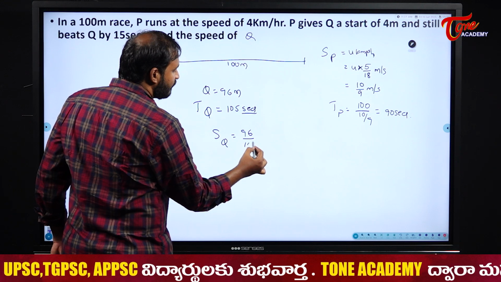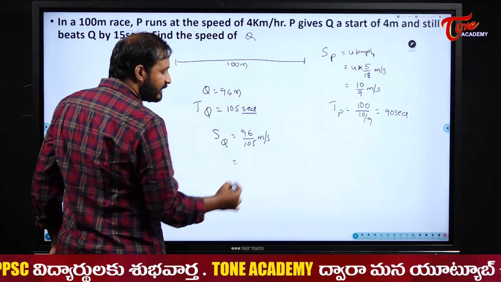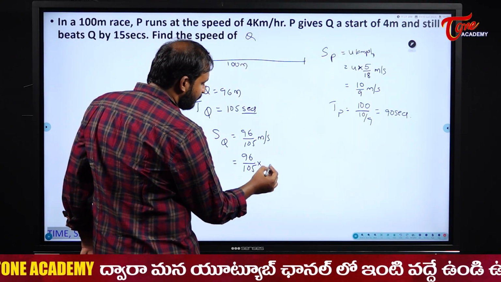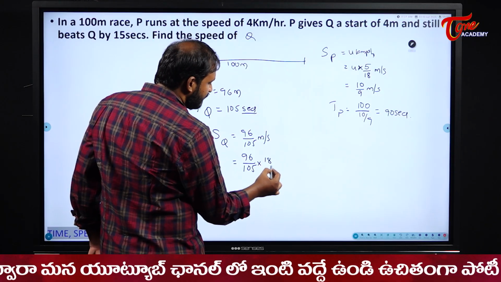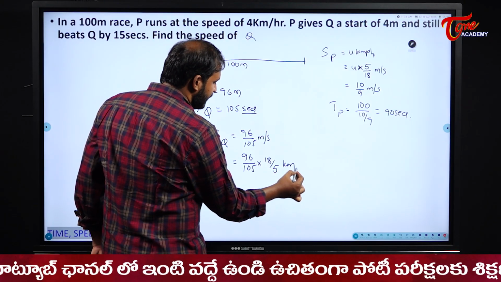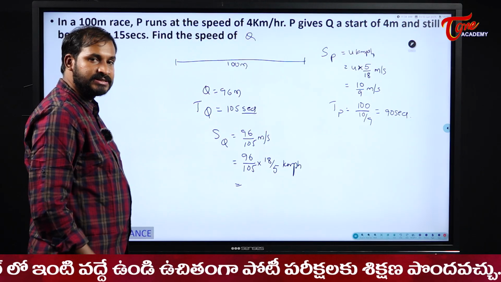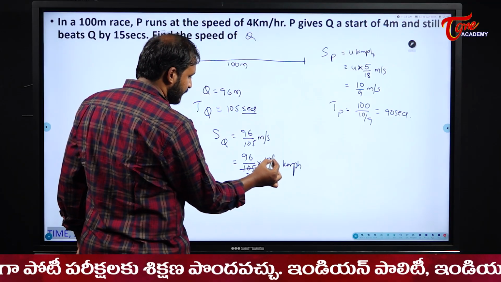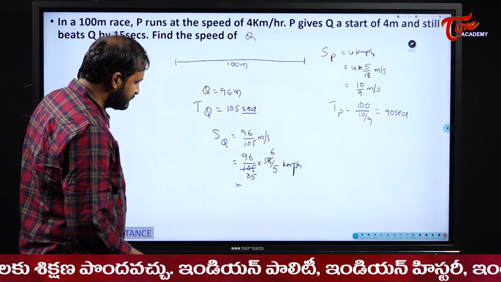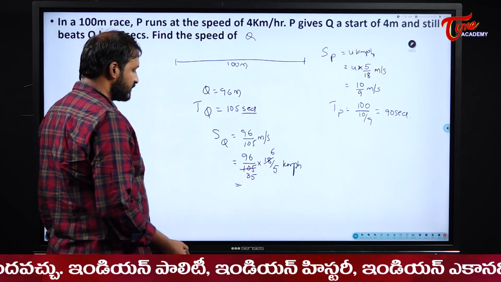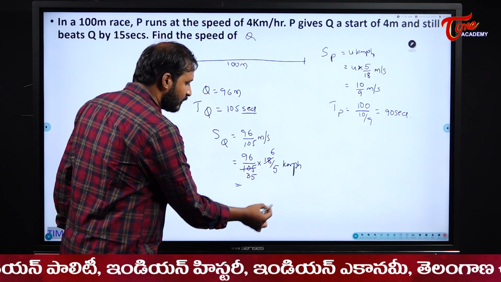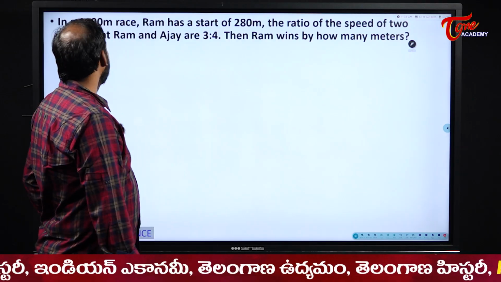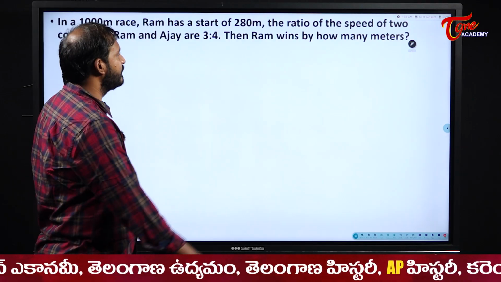Now, what is the speed of Q here? 96 by 105 meters per second. When I convert it into km/h, it becomes 96 by 105 into 18 by 5 km/h. Multiply this, you will get the answer. In the 3 table I can cancel, right? In 3, 35 times. In 3, 6 times. Can I further cancel it? If I want, I can write this as 1.2 and all those things. But generally, write it. Solve this one, you will get the answer, students. Nothing more than that. Next one. In a 1000 meter race, Ram has a start of 280 meters.